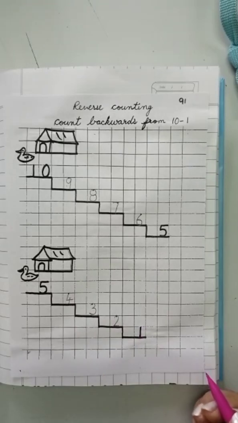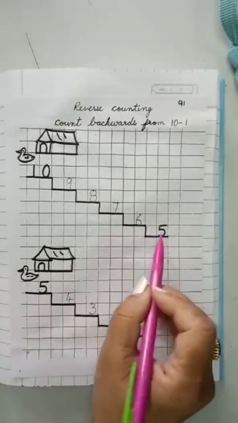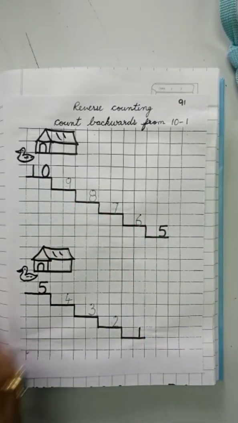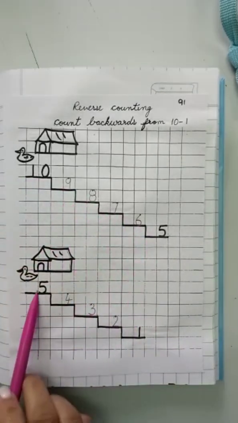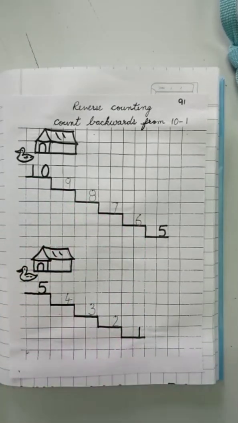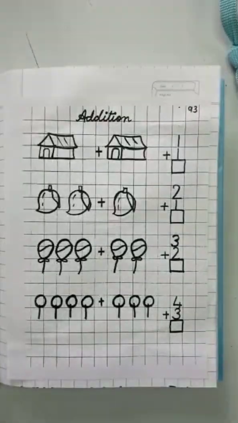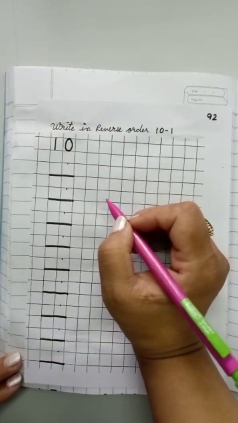So if we go straight counting, it is 1, 2, 3, 4, 5, 6, again 5, 6, 7, 8, 9, 10. If we go reverse, we come back 10, 9, 8, 7, 6, 5, 4, 3, 2, 1. Okay, this is how we do the reverse counting from 10 to 1. On the next sheet, we have to write the numbers in reverse counting.